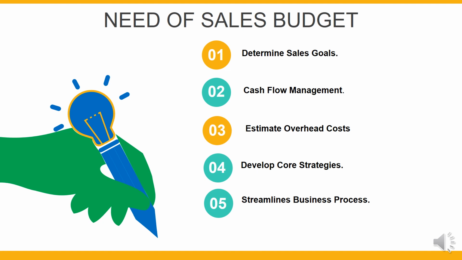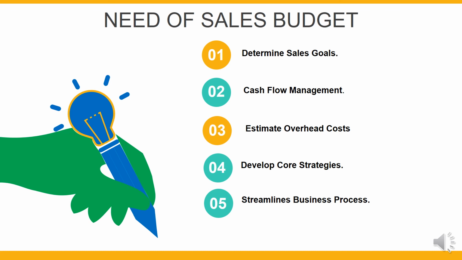So students, this is the last concept of our first unit, need of sales budget. I have to read all these needs one by one. Number 1, determine sales goals. Sales budget sets a target for the sales team which they have to achieve. The expected sale volume for a particular period is determined and the efforts of the sales department are directed accordingly.